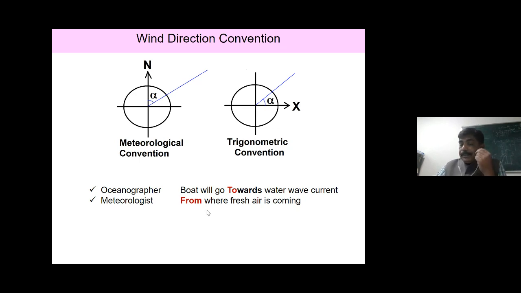So whenever at any place wind direction is written, say 30 degrees, it means from the north direction towards 30 degrees east, the wind is coming. That's the meaning of meteorological wind direction. So this convention should be very clear.